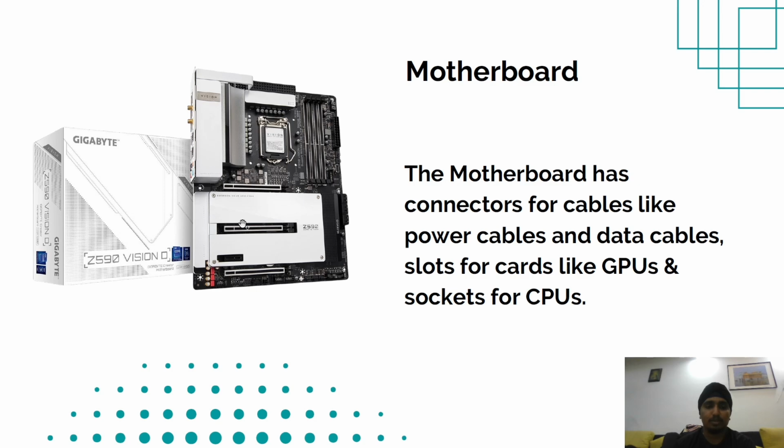PCI slot, where we will be inserting the graphic card or network card, and beside it there are SATA ports located here. SATA ports will be used to connect the hard disk or other drives, and this is the 24 pin socket connection place, where the main power supply will be connected to power the motherboard.